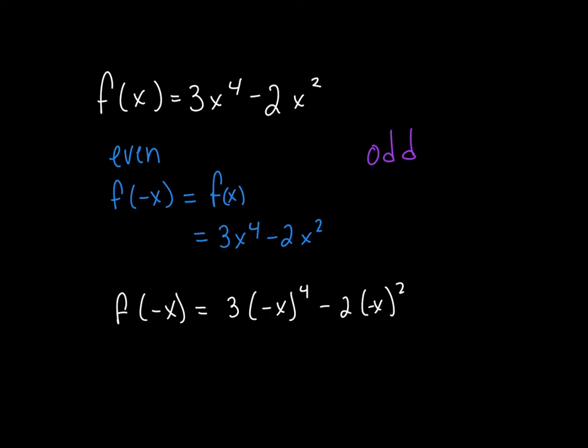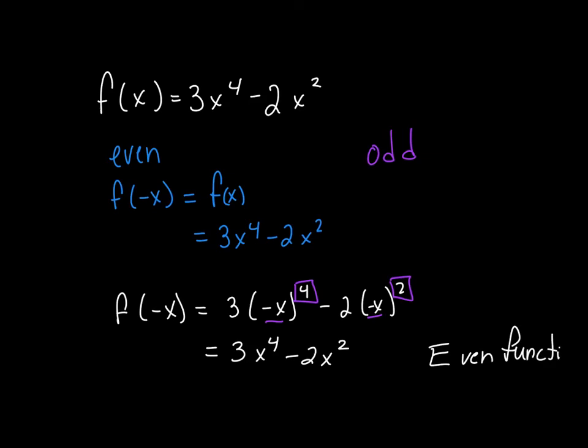Now, yes, this is what happens. If you notice, both of these exponents here are even. Any negative value to an even exponent will always become positive. So nothing changes here. This becomes 3x to the fourth minus 2x squared. So this is an example of an even function. If a function is even, it cannot be odd at the same time.